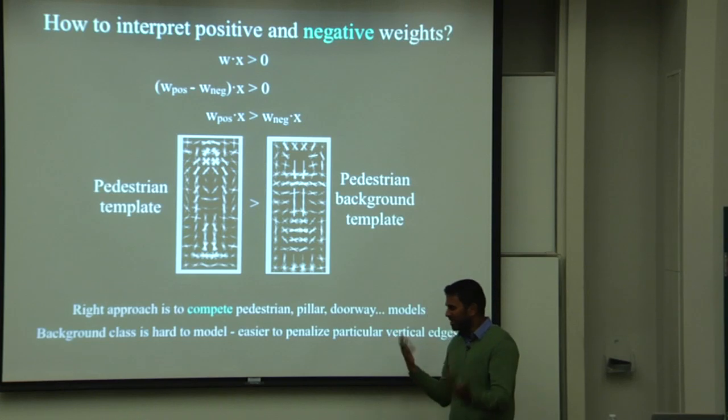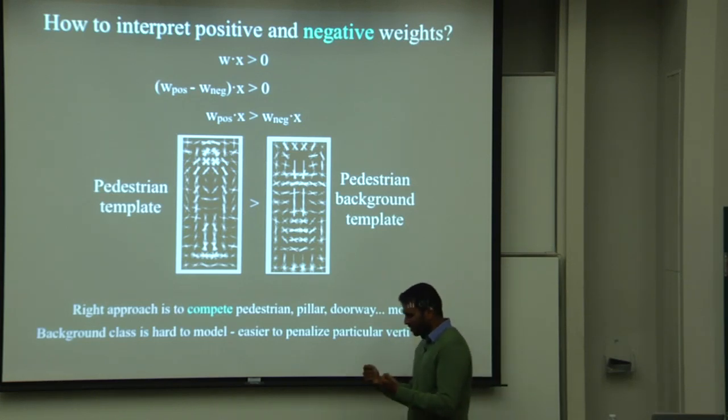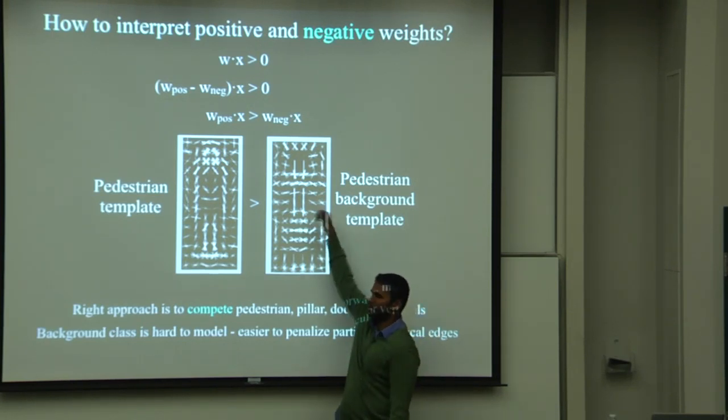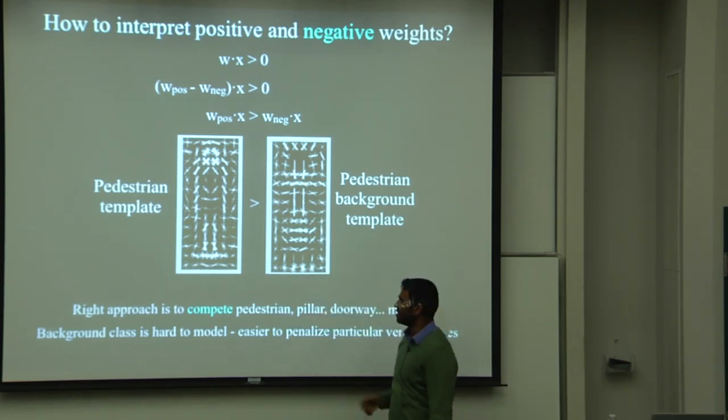So in the ideal sense, if we had a really rich generative model of the world, we could compete our pedestrian model with other things that it gets confused with, like other image regions that have vertical edge structure, like doorways or pillars. But that's hard to do, because you need to build a model for everything else in the world that could be confused with a pedestrian. It's much easier just to penalize vertical edges in certain places. And so that's what you learn when you train this discriminatively.